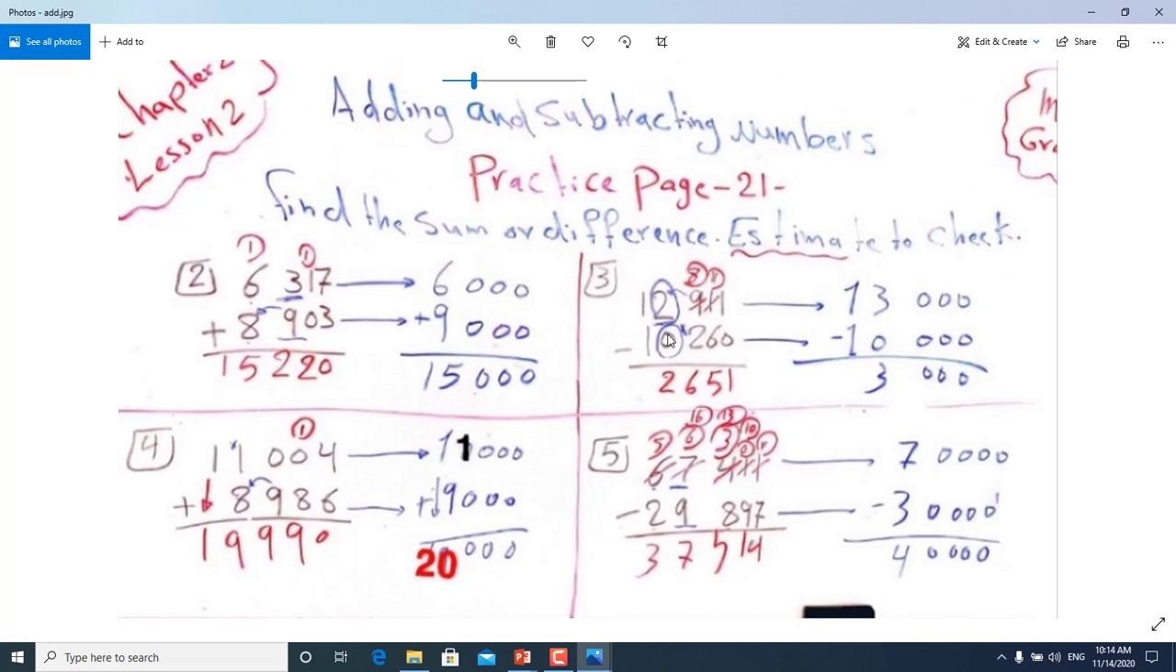12,911 minus 10,260. So let's subtract them. We will start at the ones, or we can say at the right. 1 minus 0 is 1. And 1 minus 6, we have 1. Can you take 6 from 1? No, because 1 is less than 6.